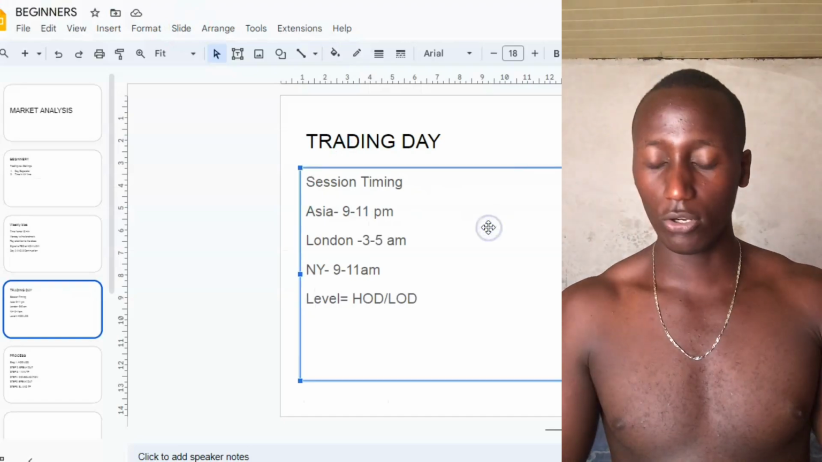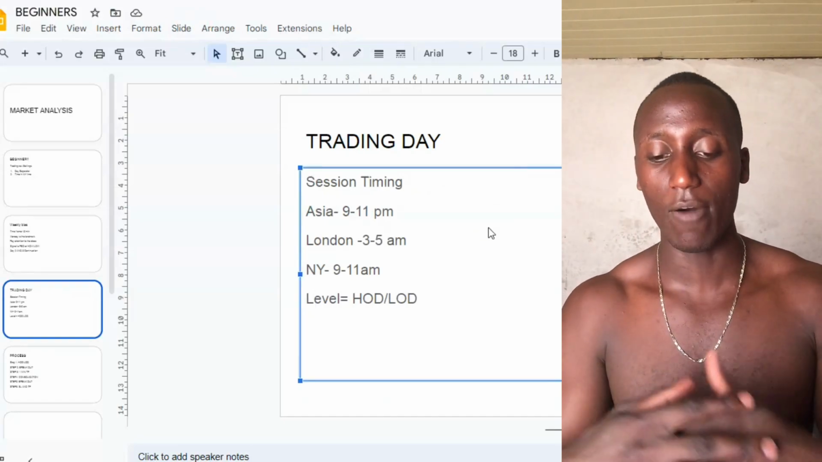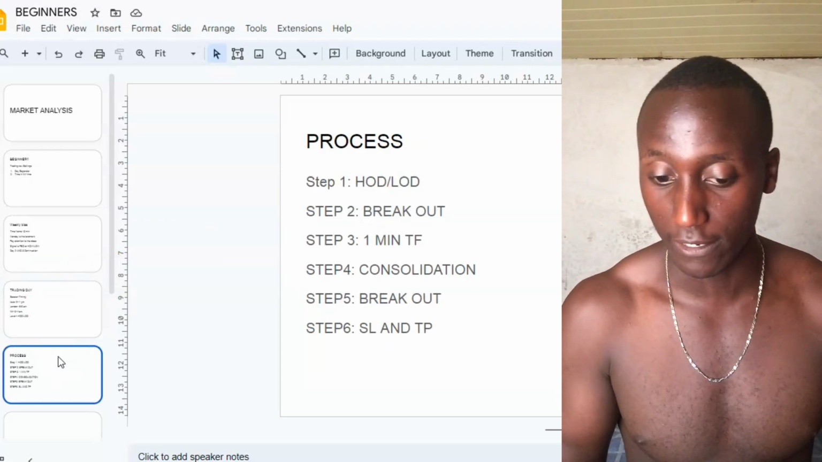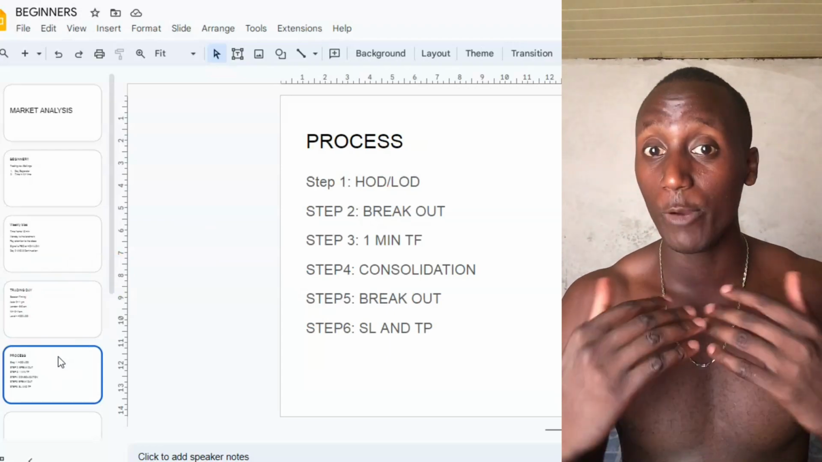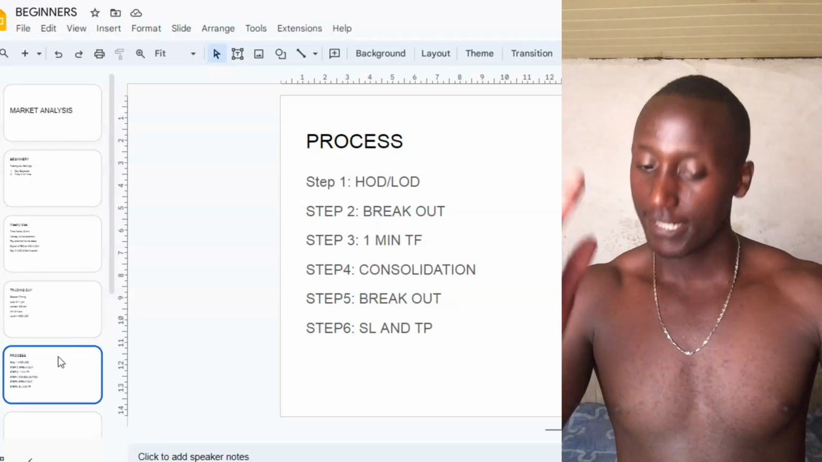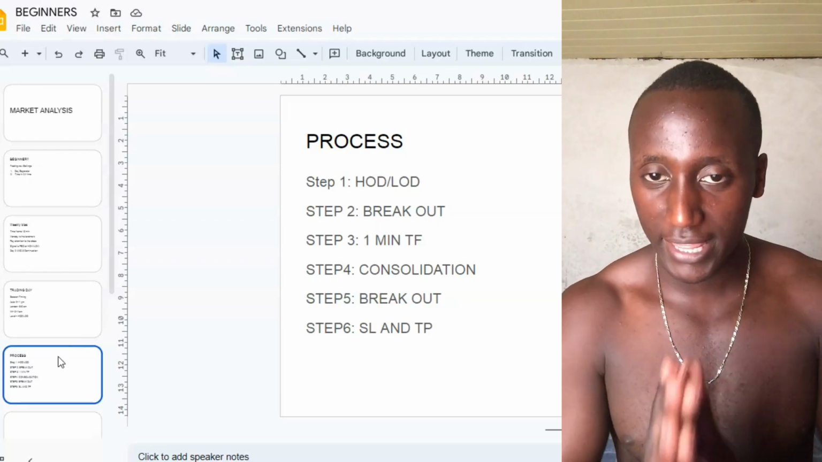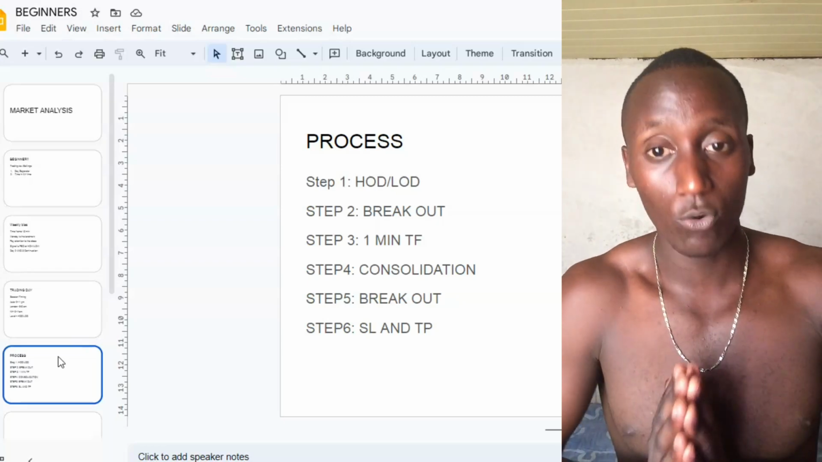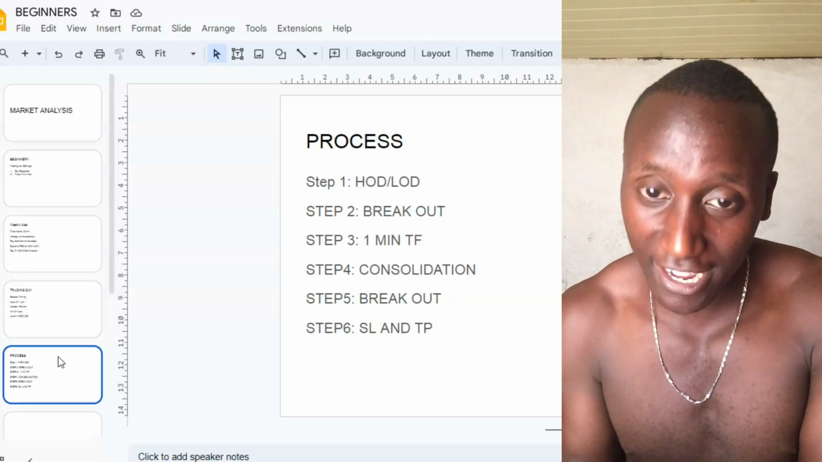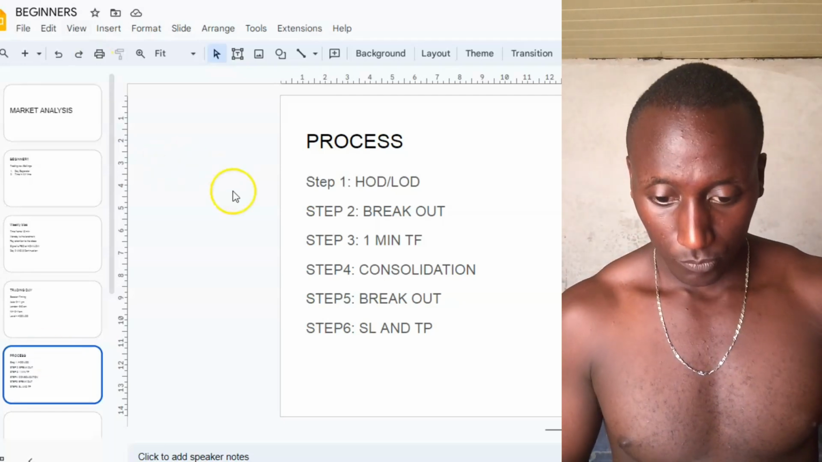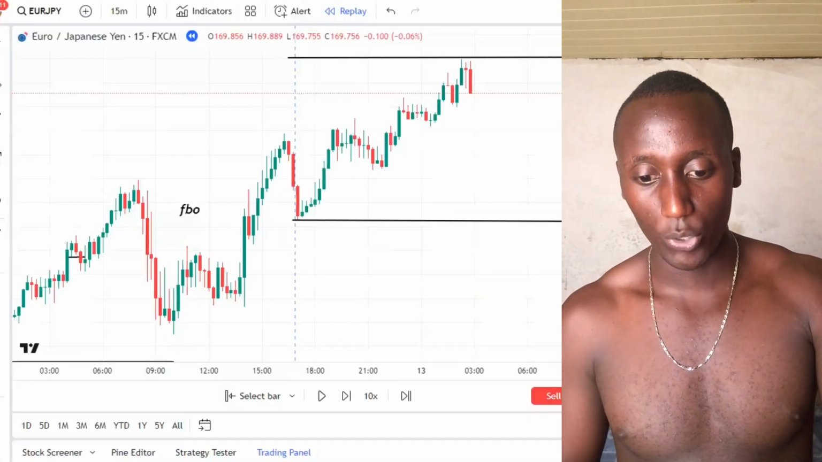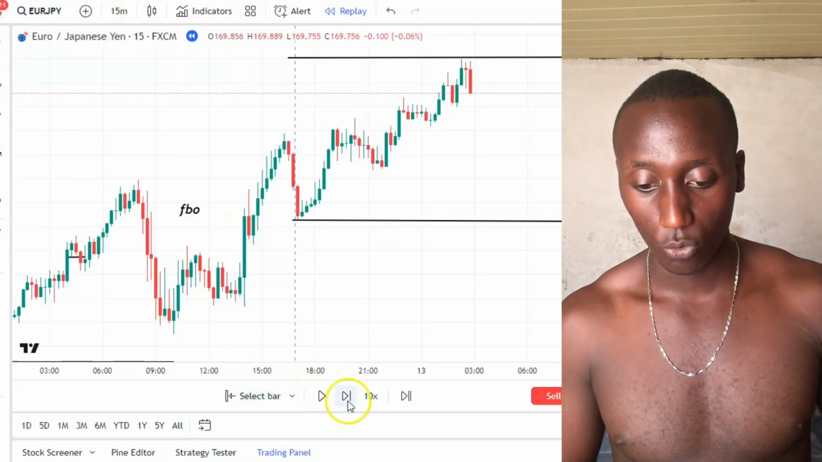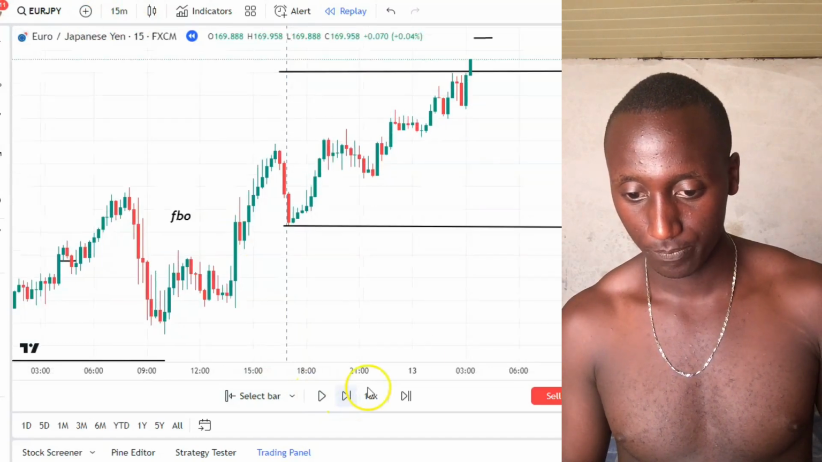Now that we know our timing window and we know our level, we go to the trading process itself. So what exactly are we looking for on this trading day? Step 1 is we identify the high and the low of the day in our session. So we come to the screen, what is the high and the low of the day prior to the session? Now, the second step is we wait for a breakout. So using the 15-minute time frame, we identify a breakout.